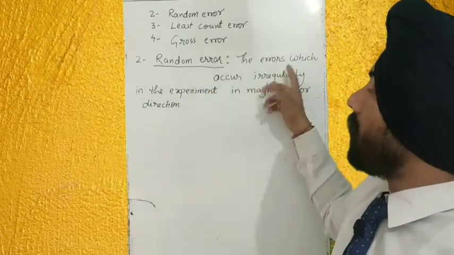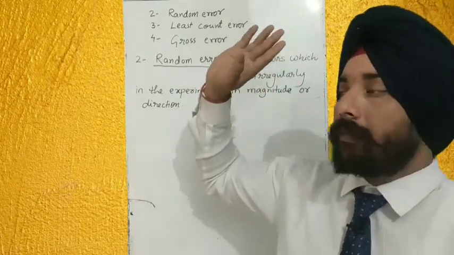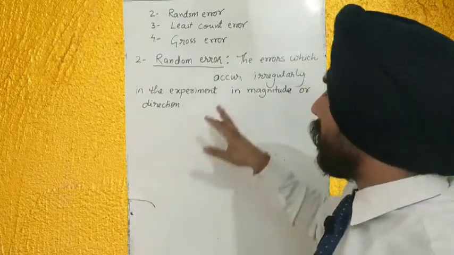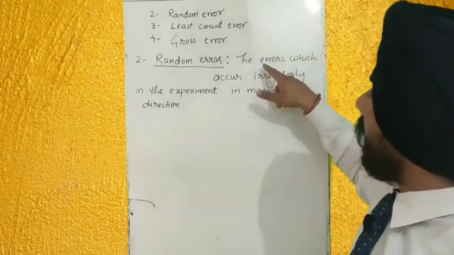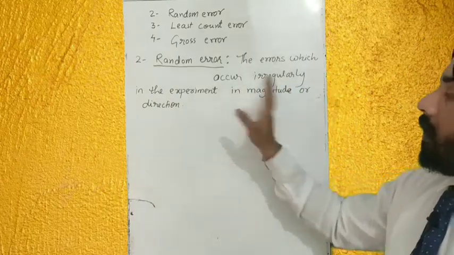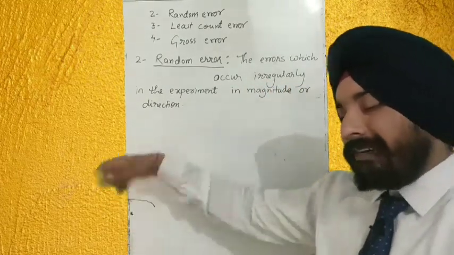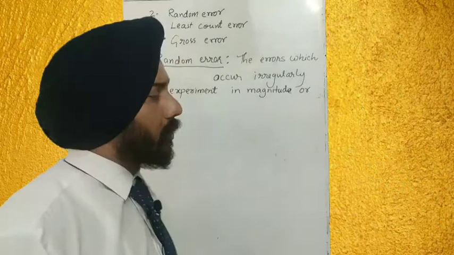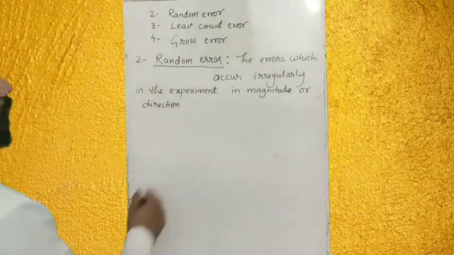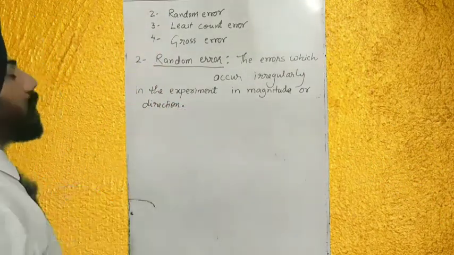So what are random errors? Those which occur randomly in the experiment. You can write that also. So what is random error? Random errors are those which occur irregularly in the experiment in magnitude and in any direction, in any random direction. Clear?